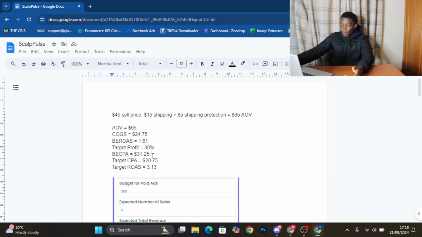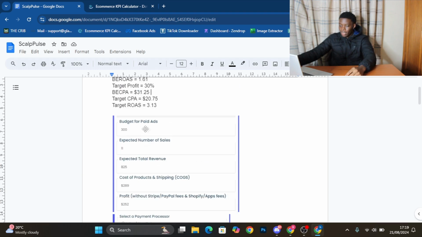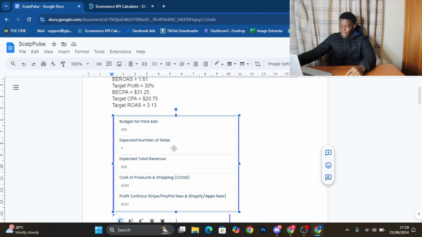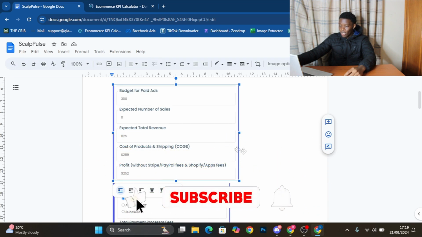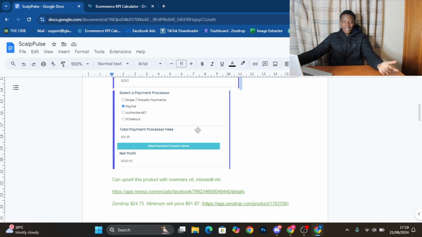My break-even CPA was $31.25 and my target CPA was $20.75, meaning my average profit per order would be somewhere around 10.7 USD, because it's the BE CPA minus the target CPA, and our target ROAS was 3.13. And the good thing about the website is that you can actually enter your budget in and it'll tell you the exact amount of sales to expect, revenue, the COGS, profit, and even your profit after payment processor fees. It's honestly amazing. Now let's actually dive into this calculator of mine a little bit.